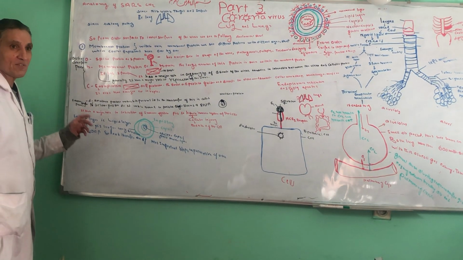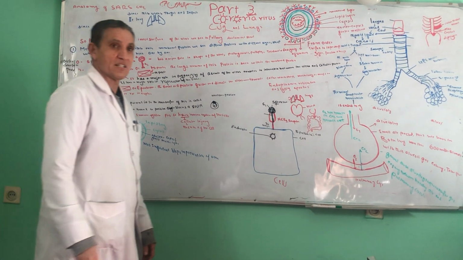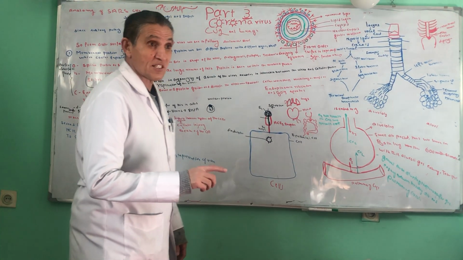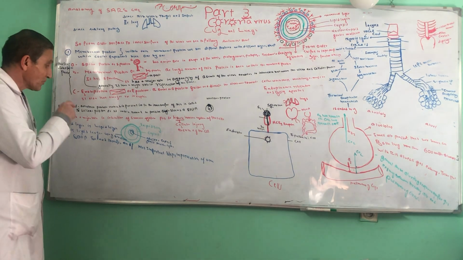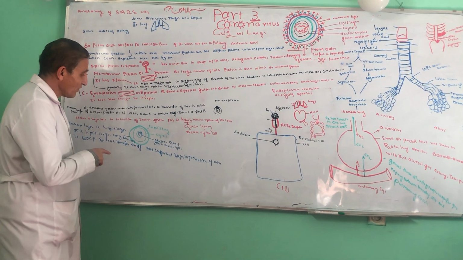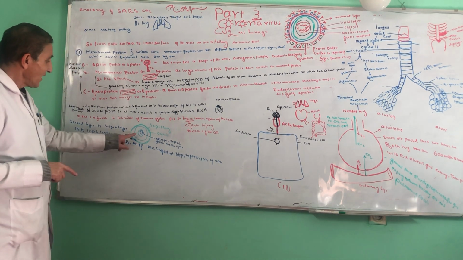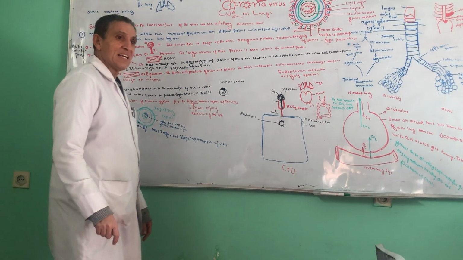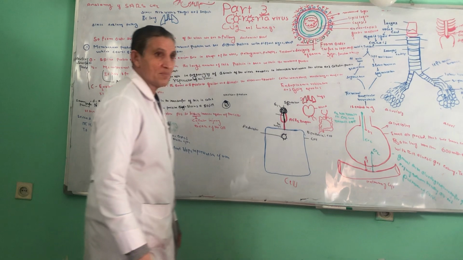After the E protein, we have another protein which is called the nucleocapsid protein. This nucleocapsid protein is not present on the surface of the virus. This protein is present on the inner surface of the virus. And this protein has a major role in inhibition of the immune system.